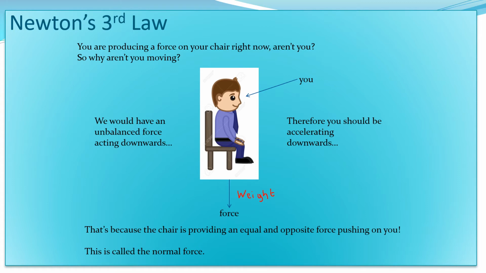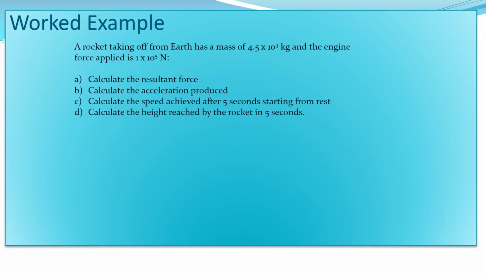Now, let's look at how we can actually use this knowledge in a question, because we're at the point now where we have to take into account these equal and opposite forces when working things out. So what we're going to have here is actually a fairly standard exam type question. A rocket taking off from Earth has a mass of 4.5 times 10 to the 3 kilograms, and the engine force applied is 1 times 10 to the 5 newtons.